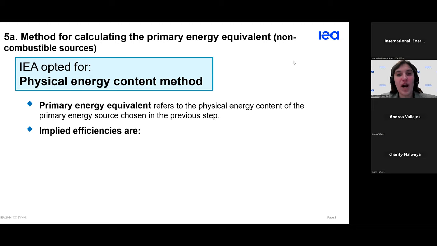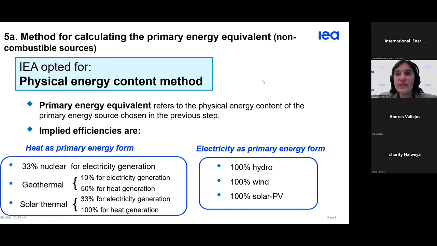So now that we've identified the primary energy form of each of these products, how do we calculate the primary energy equivalent? Well, the IEA has opted for the physical energy content method. So to calculate the primary energy equivalent, you must calculate the physical energy content of the primary energy form chosen in the previous step. So the applied efficiencies using this method are as follows. We can see that for electricity as a primary energy form, using the physical energy content method, the implied efficiency will be 100%. And if heat is the primary energy form, then the efficiencies will vary. I'll explain a bit more on the next slide.